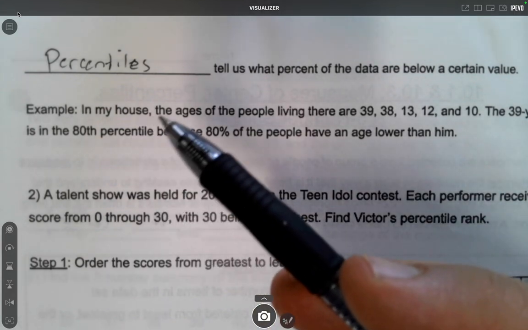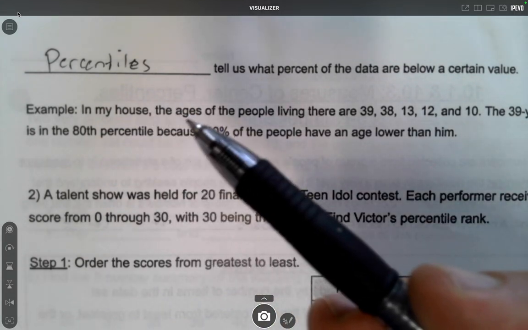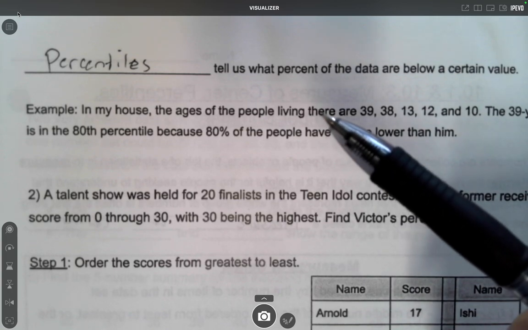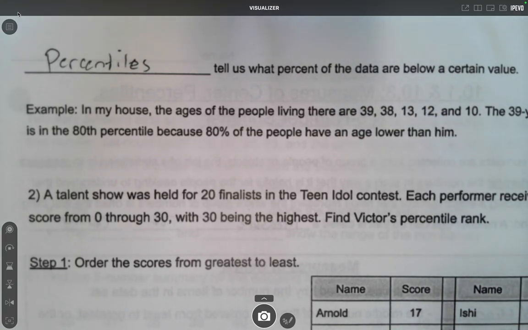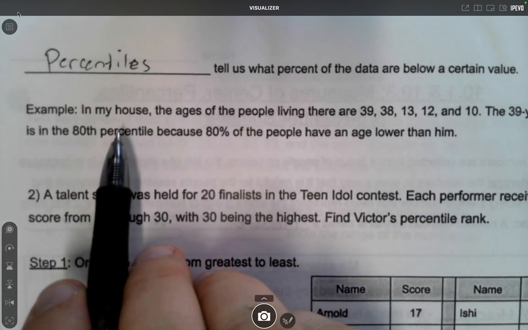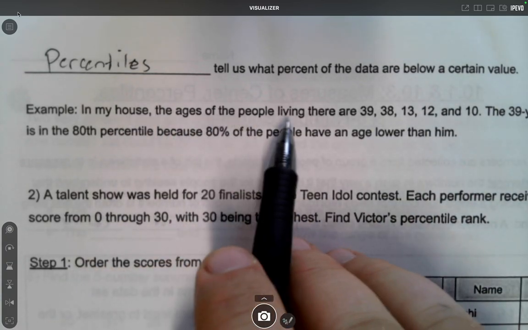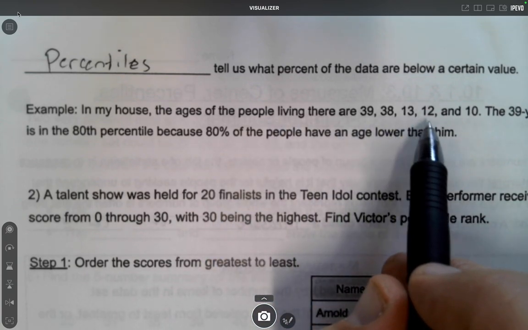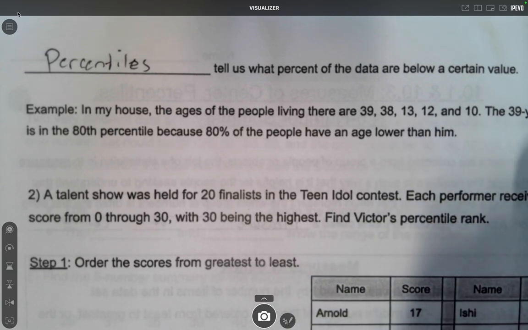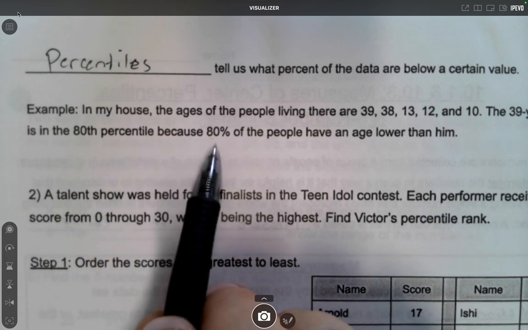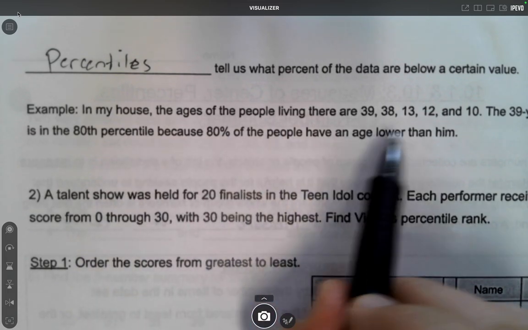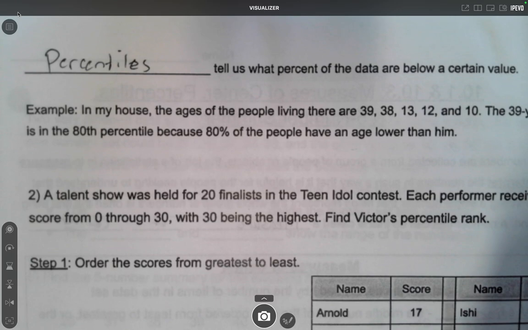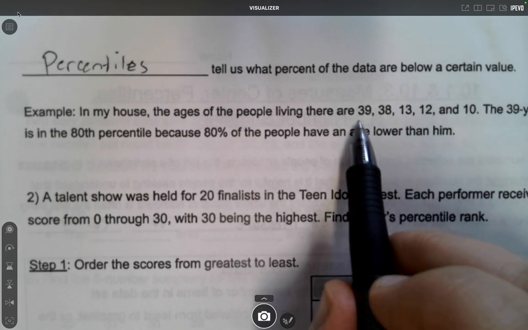So percentiles, not percentages, but percentiles, tell us what percent of the data are below a certain value. Ooh, I should update this. This is a year off. But anyway, last year in my house, the ages of people living there were 39, 38, 13, 12, and 10. The 39-year-old, that was me, was in the 80th percentile because 80% of the people in the house have an age lower than him. So this is already listed in order.